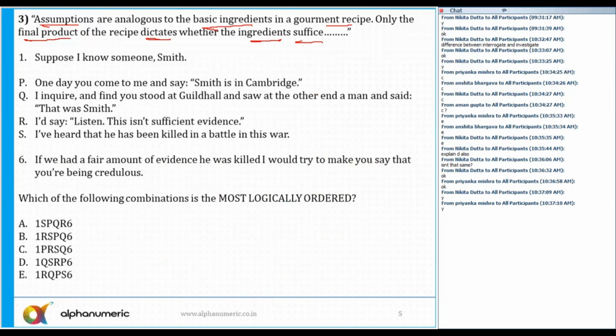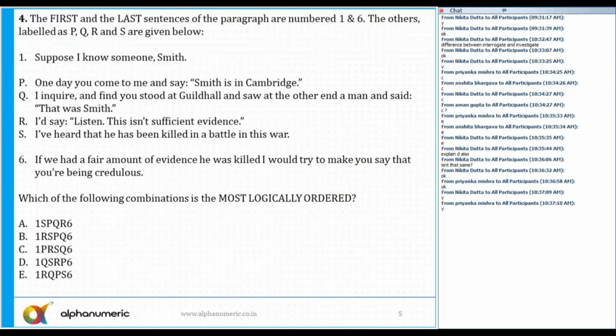Okay. Now coming to question number 4. The first and last sentences of the paragraph are numbered. The others are labeled P, Q, R, and S as given below. So which of the following is the most logical order? What is the most logical order? What have you marked?